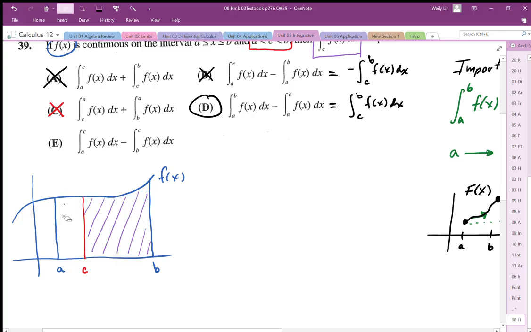Okay, we should check to see about E as well. What does E mean? Well, area from A to C, that area. And we're going to take away the area from C to B. Well, that's the difference of the yellow and blue areas. And again, that's not going to give us the difference between the entire area and that yellow area. So again, we're going to eliminate that as our possibility. So we're going to say that E is not possible because it's not giving us the right area.